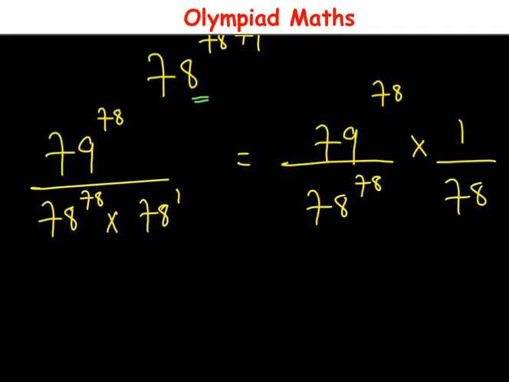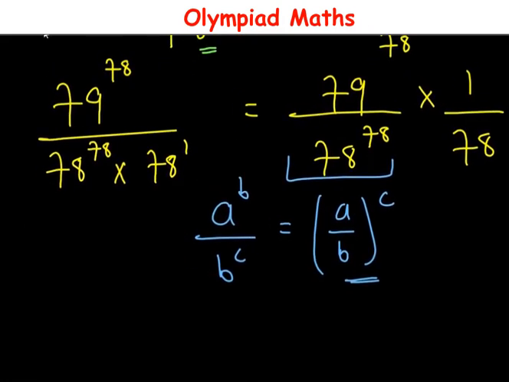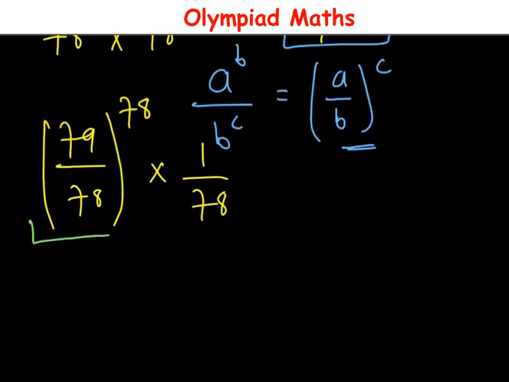78 raised to the power 1 is the same thing as 78. So from here, applying this rule of indices, if you have a raised to the power c over b raised to the power c, this equals in brackets a over b, all raised to the power c. Applying this rule, what we then have is in brackets 79 over 78, then all raised to the power of 78, since we have the same powers, times 1 over 78.